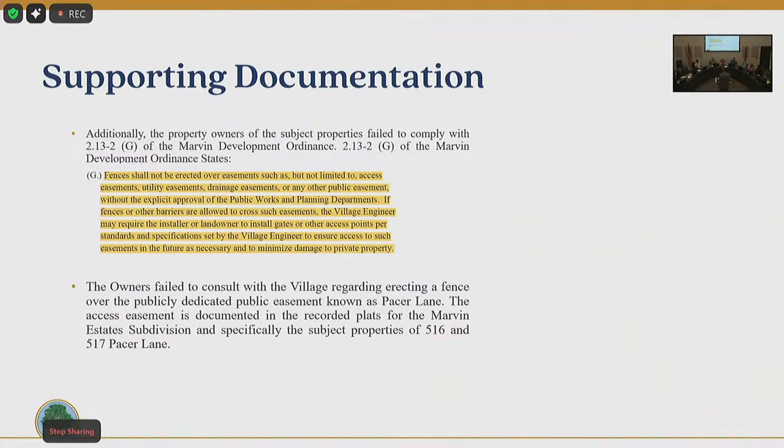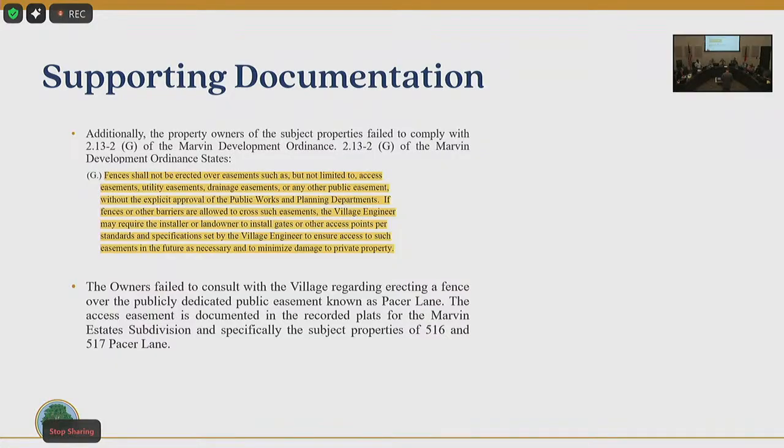All right, just so I understand, you say adjoining property owners. Adjoining what? Adjoining as in the members of the subdivision. Which subdivision? Marvin Estates. Okay, so members of Marvin Estates emailed to complain about the fence over Pacer Lane. That's correct. But just to be clear, property owners, they may or may not have had property that actually adjoins Pacer Lane, right? I don't know off the top of my head. I would have to go back through.